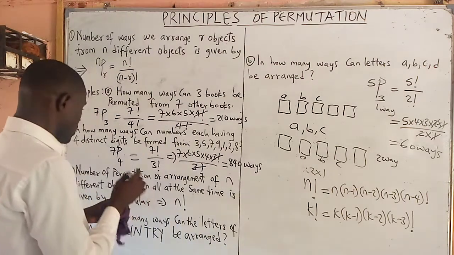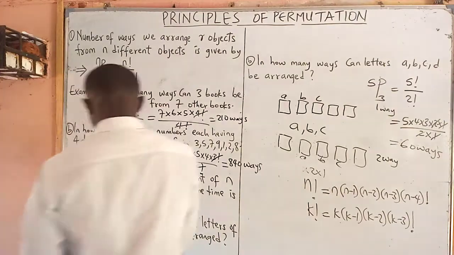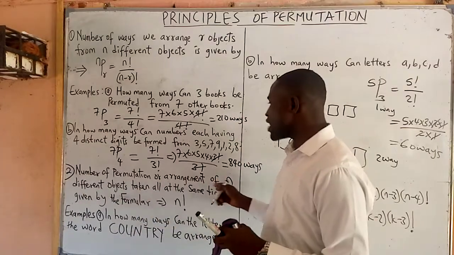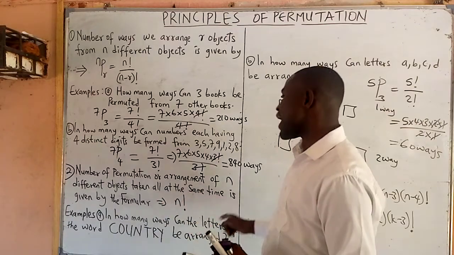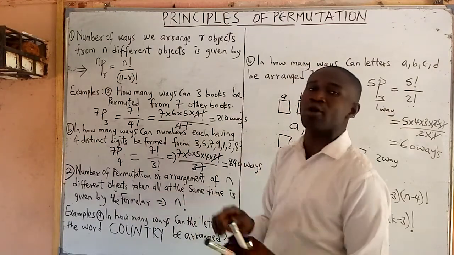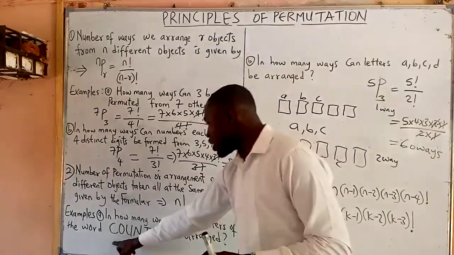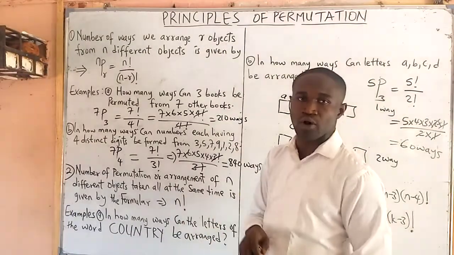Okay? Now go to principle number 2. The number of permutations or arrangements of n different objects taking all at the same time is given by n factorial. Yes, once there is no repetition, you use n factorial.